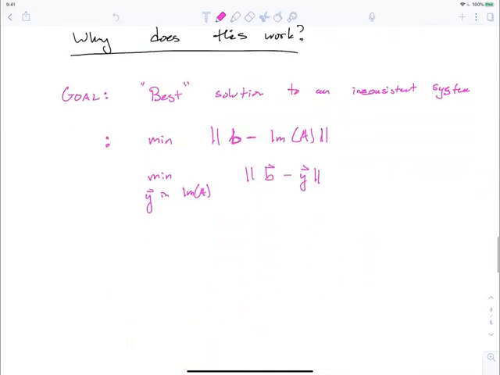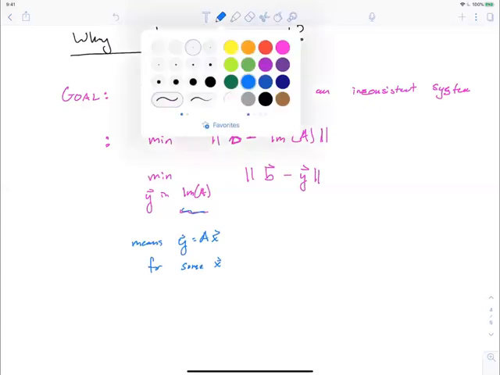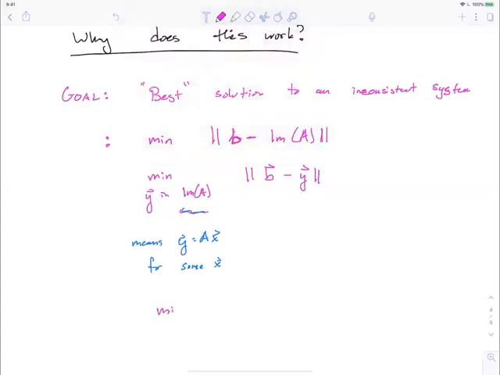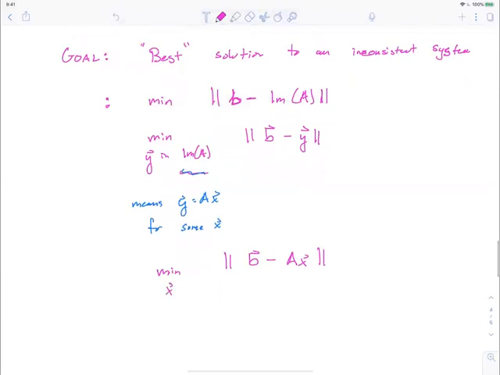Now, the key thing is, what does it really mean to be in the image of A? Being in the image of A means that Y equals AX for some X. That's what it means to be in the image. You're an output for some X. So we can write this instead: we want to minimize the norm of B minus A times X over all possible X. That's our goal.